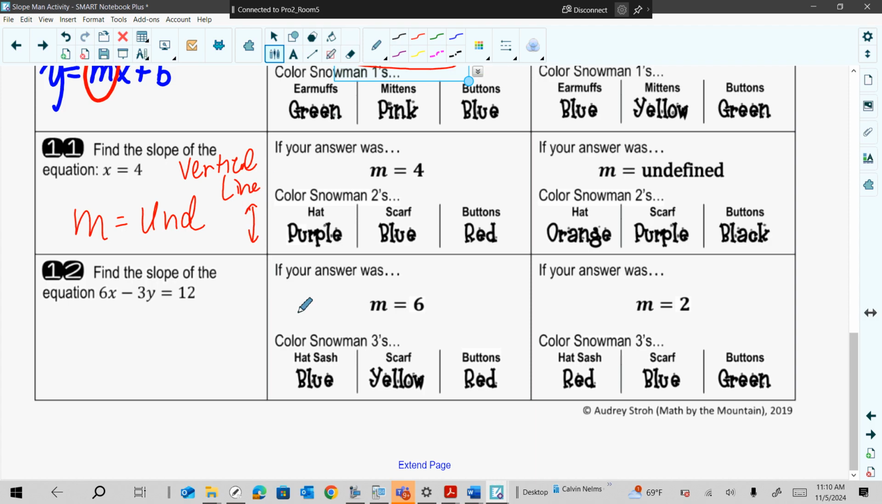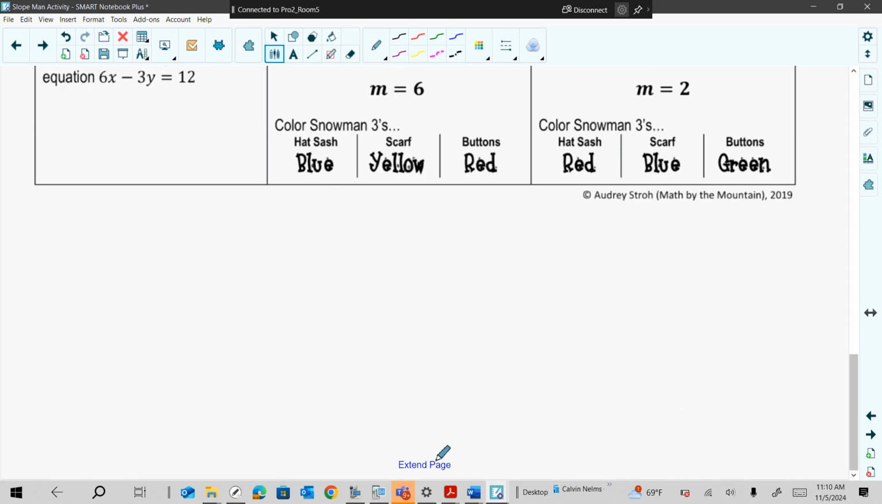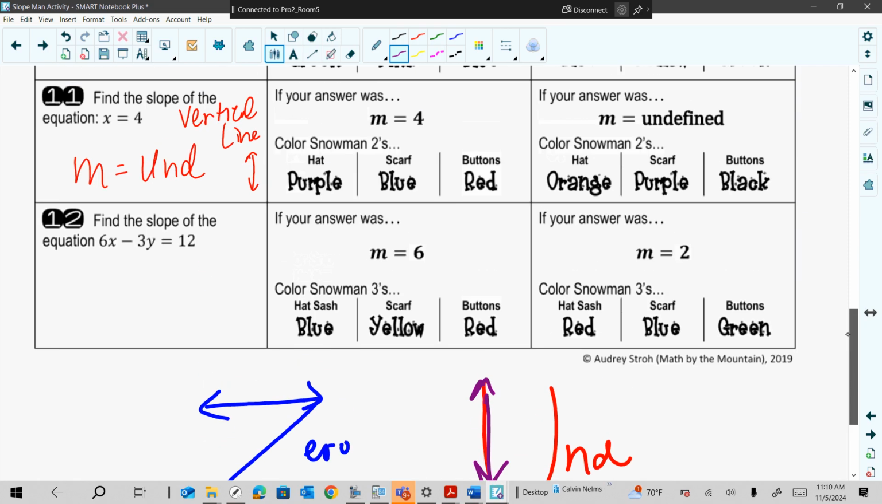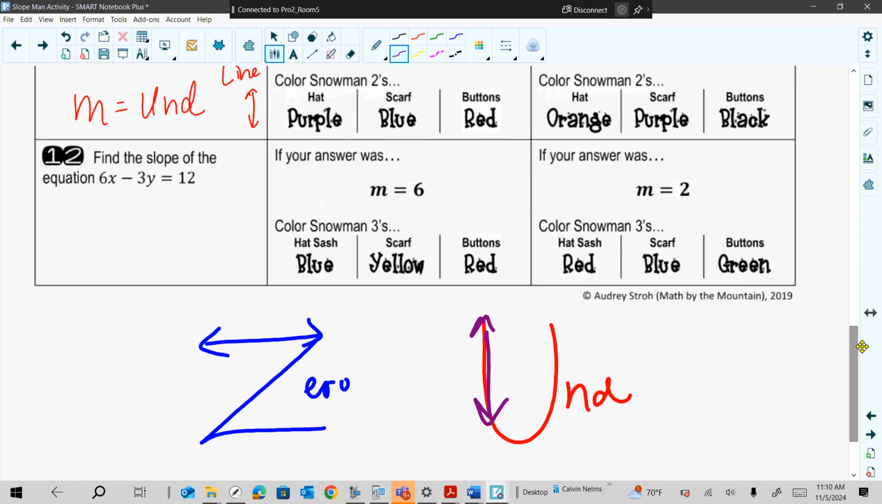I think yesterday I showed you, and I'll show it down here. If you have a zero slope, to make the z you have to start off by drawing that horizontal line. If I'm doing undefined, to make that u for undefined, I have to start off with this vertical line in the u. So anytime you have a vertical line, it's going to be undefined.